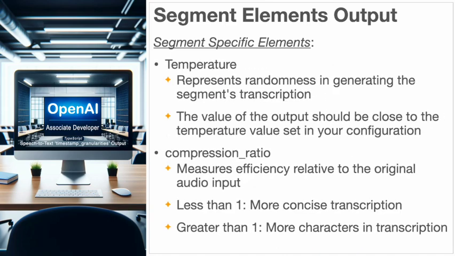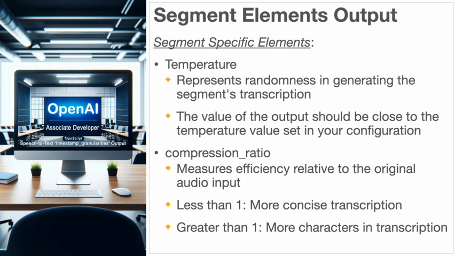Next is the temperature property. The temperature property in the segment's timestamp output represents the randomness the model used in generating the segment's transcription. This value will be close to that of the temperature property's value you set in your transcription's configuration object.